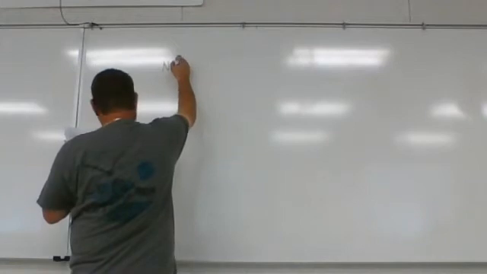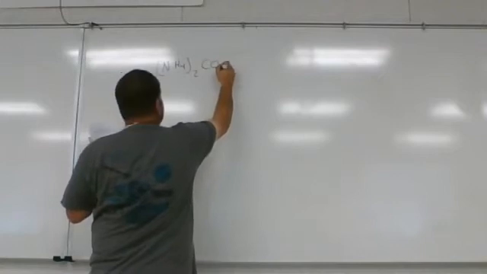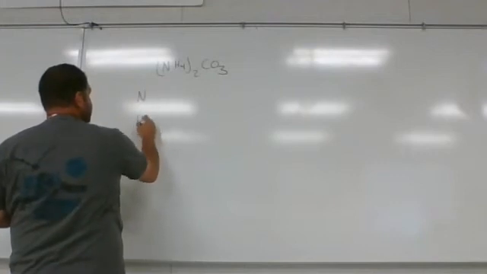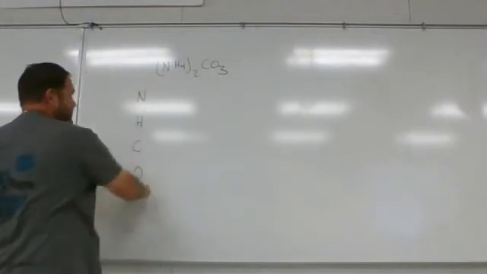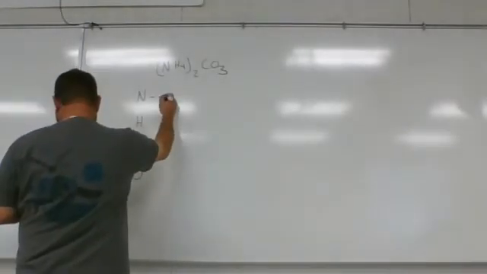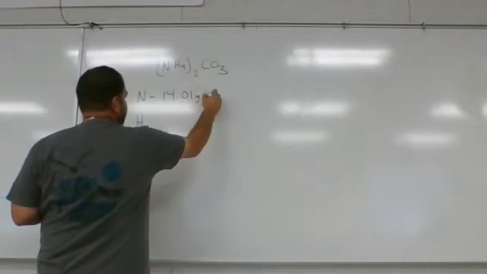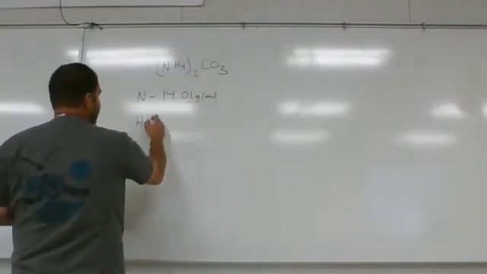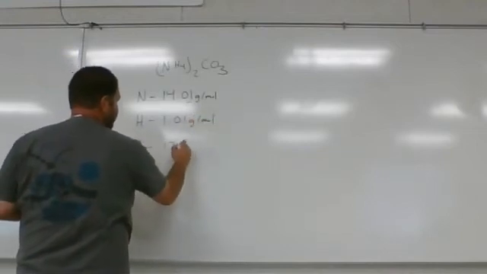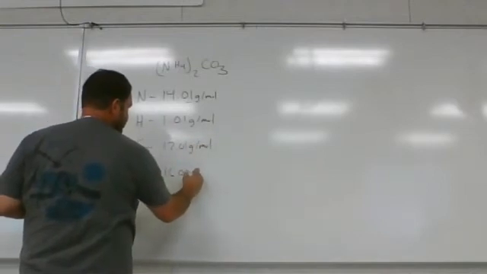So we're doing (NH4)2CO3, okay? So we have nitrogen, hydrogen, carbon, and oxygen. So we have 4 elements in this compound, right? Nitrogen has a molar mass, if we look at the periodic table, of 14.01 grams per mole, to 2 decimal places. Hydrogen is 1.01 grams per mole. Carbon is 12.01 grams per mole. And oxygen, again, is 16.00 grams per mole.